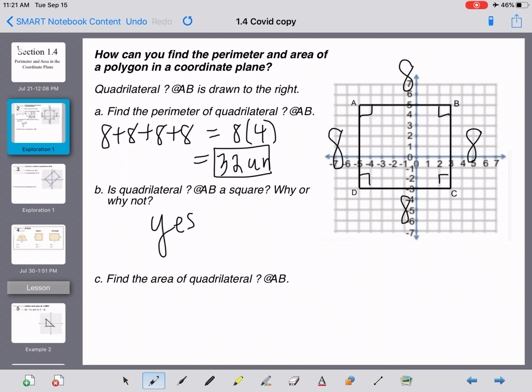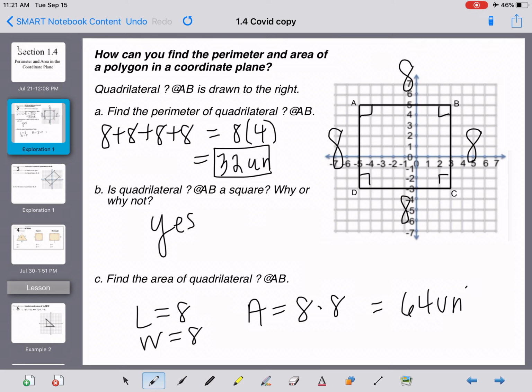But you're really just taking the length, which is 8, and then you're multiplying it by the width, which is 8. So the area is going to be 8 times 8. And then we write that in units squared because area is always in units squared. So for rectangles or squares, you're just taking length times width, or base times height if you want to treat it like that.